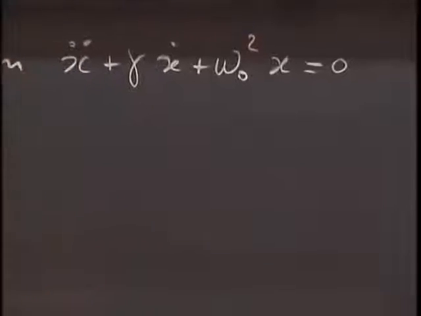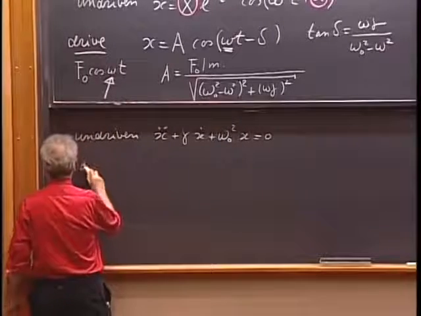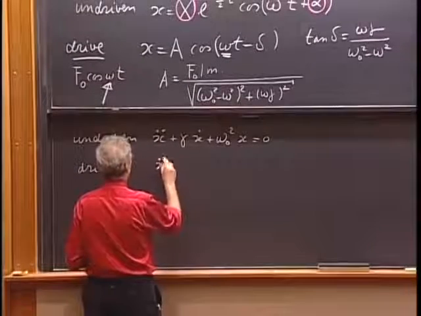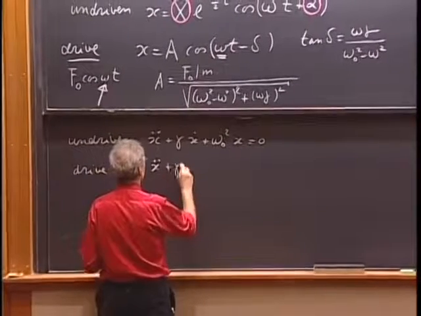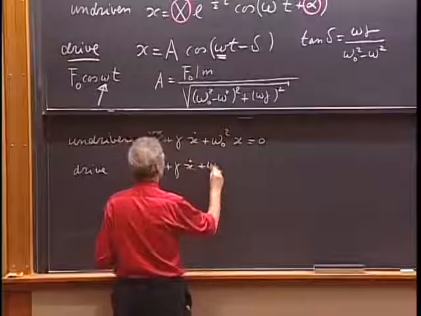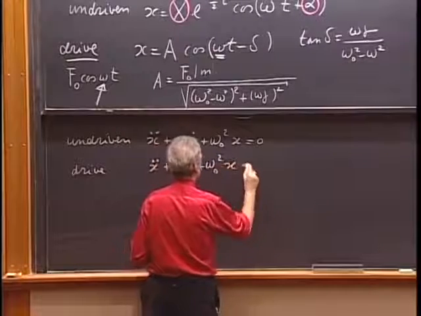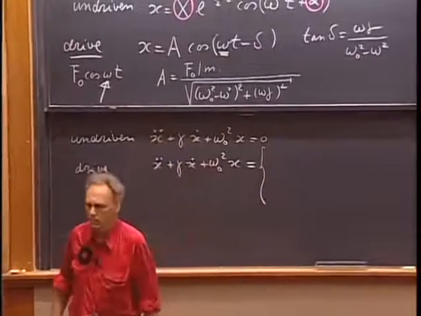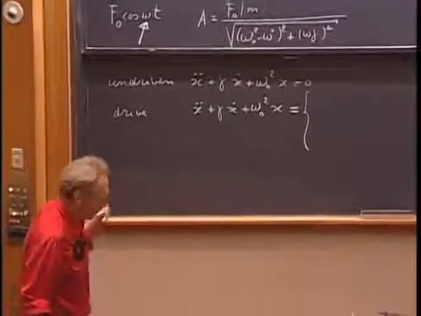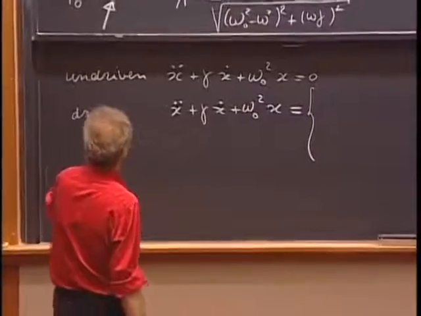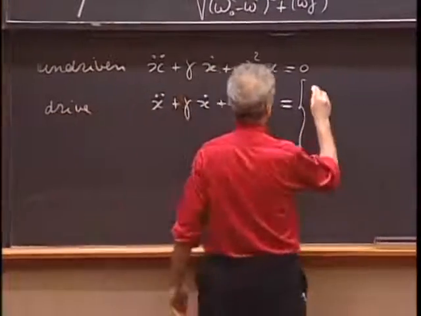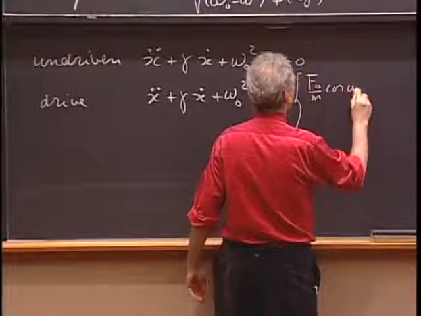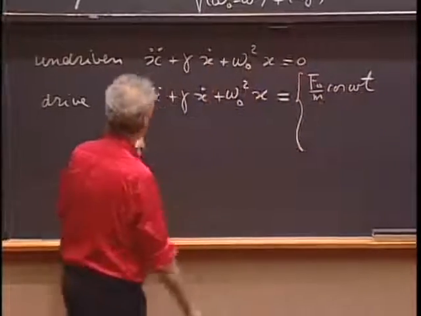Then we were driving it, so now we drive it. What now was the differential equation? Well, we had x double dot, gamma x dot, plus omega 0 squared times x. And now we had here this driving term. In the case that we directly put the force on the object, then we had here F0 divided by m times cosine omega t, because the m comes in because you divide by m.